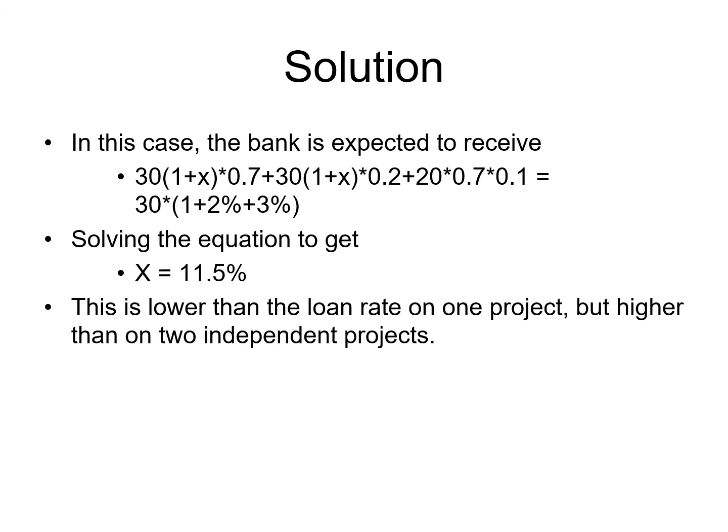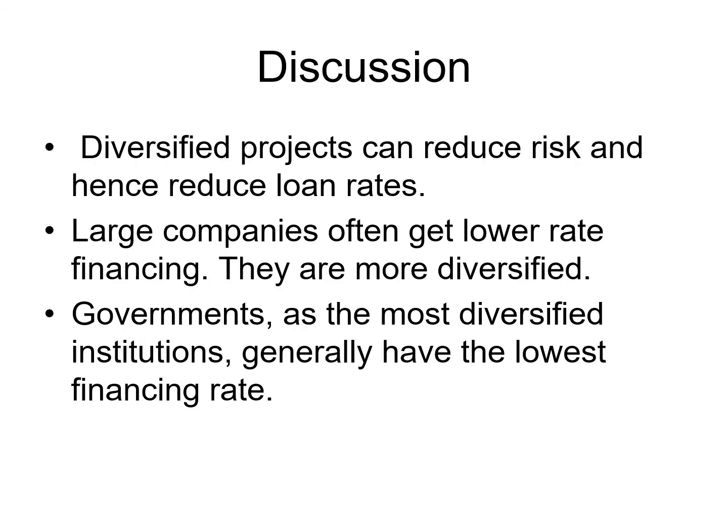This is lower than the loan rate on one project, which was about 19%, but higher than on two independent projects, which was 7.4%. Discussion. Diversified projects can reduce risk and hence reduce loan rates. Large companies often get lower rate financing. They are more diversified. Governments, as the most diversified institutions, generally have the lowest financing rate.